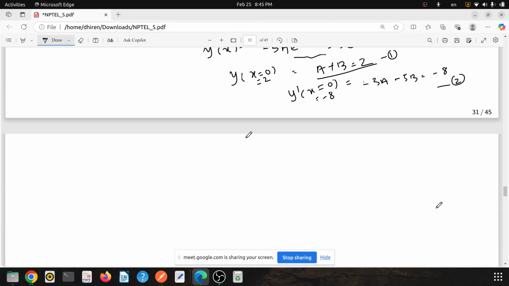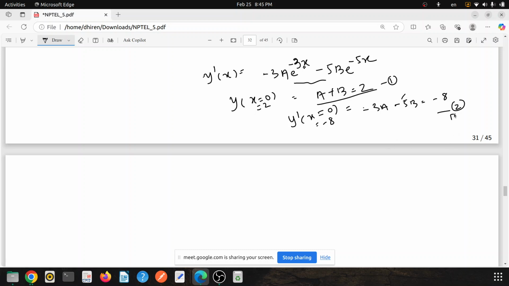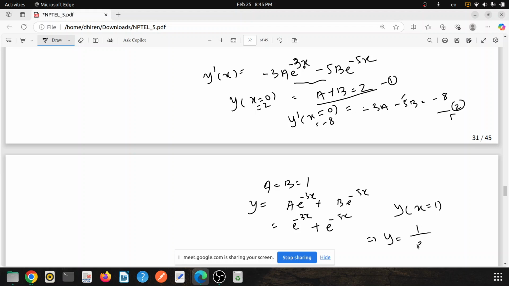If you solve these two equations, number 1 and 2, you will get a equal to b equal to 1. So the solution was a e power minus 3x plus b e power minus 5x. You can put a and b equal to 1, so the solution will be e power minus 3x plus e power minus 5x. Next we have to find y at x equal to 1. If you put x equal to 1, then y will be 1 by e power 3 plus 1 by e power 5.